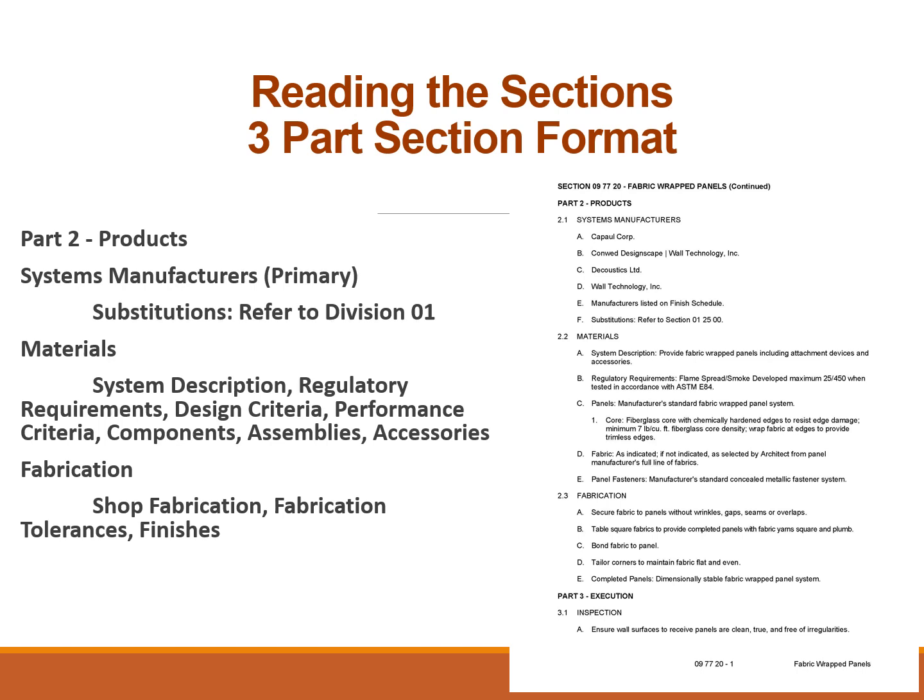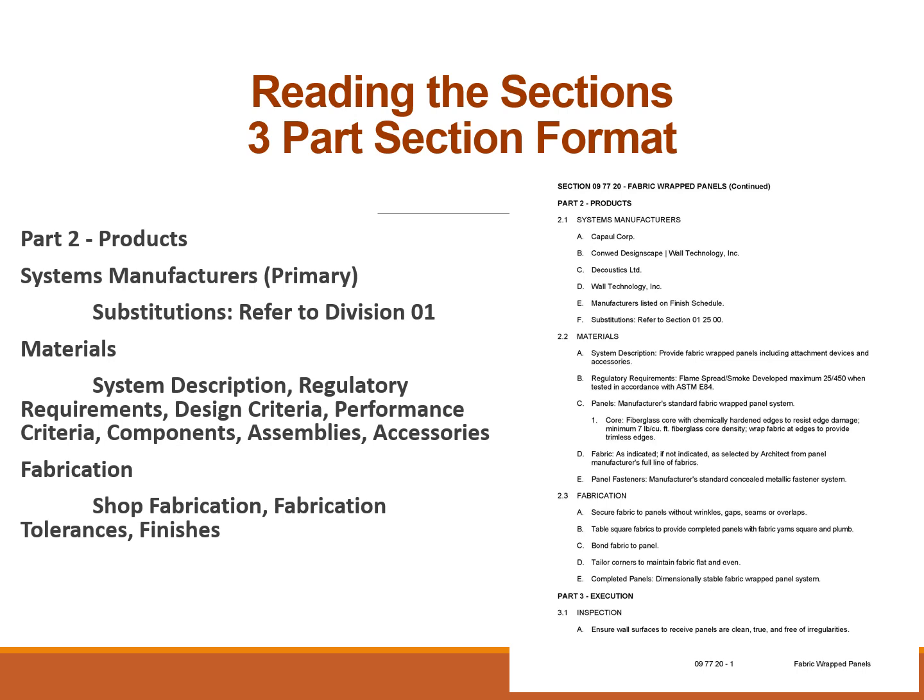Under part 2, under products, article 2.2 materials, you'll see it says system description, provide fabric wrap panels including attachment devices and accessories. It then gives regulatory requirements, tells the manufacturers what the panels are. It's standard fabric wrap manufacturer panels. Gives a core requirement of 7 pounds per cubic foot core fiberglass with fabric wrapped over the edges to provide a trimless edge situation. Fabric is indicated. Once again, this is something that is often selected very late in the project, and they might have to go to the finish schedule to find that. And then finally, panel fasteners.